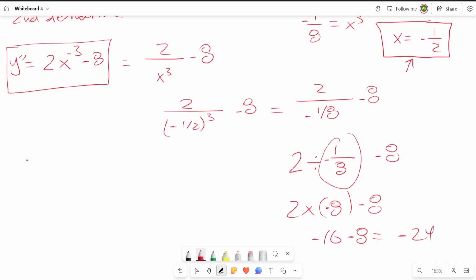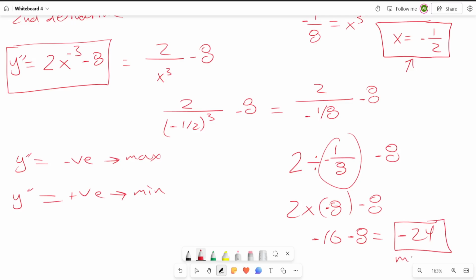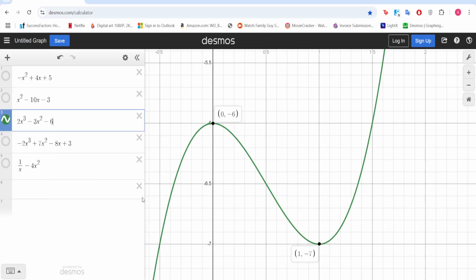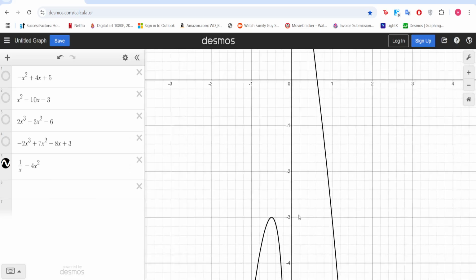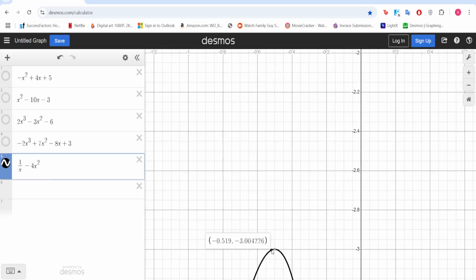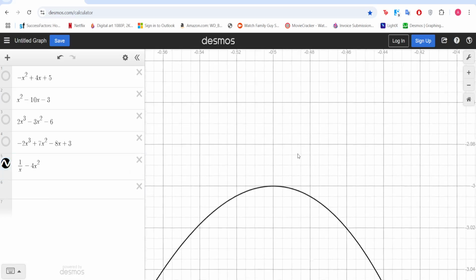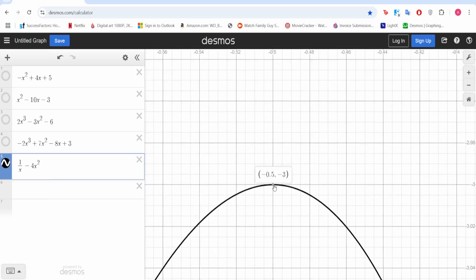So again, from our test, we know if the second derivative is a negative answer, then it's a local maximum. And if the second derivative is a positive answer, then my stationary point is a local minimum. So since the answer here is negative, I would expect this to be a local maximum. And let's test this over here. We can find that at x equals negative 0.2 we have our turning point, and from the graph, it's seen that this turning point is actually a local maximum.